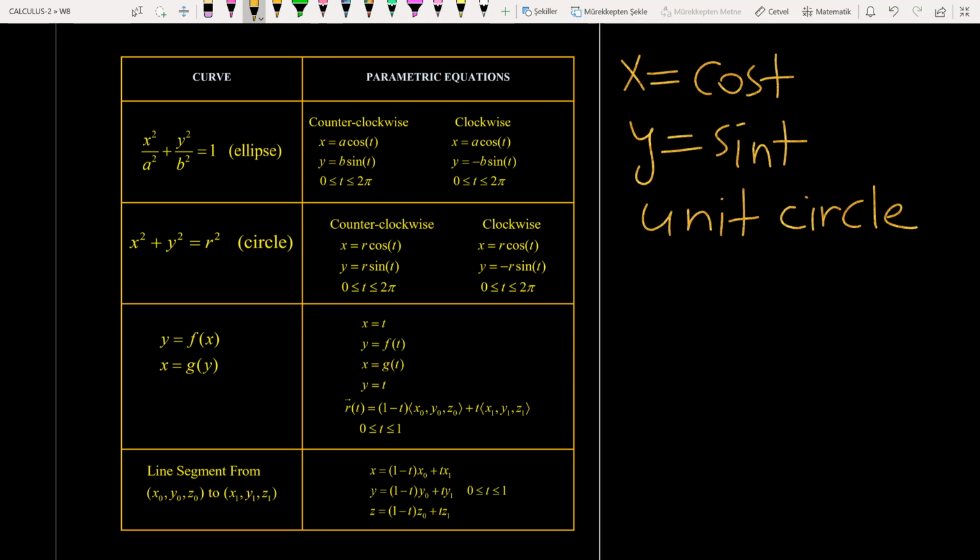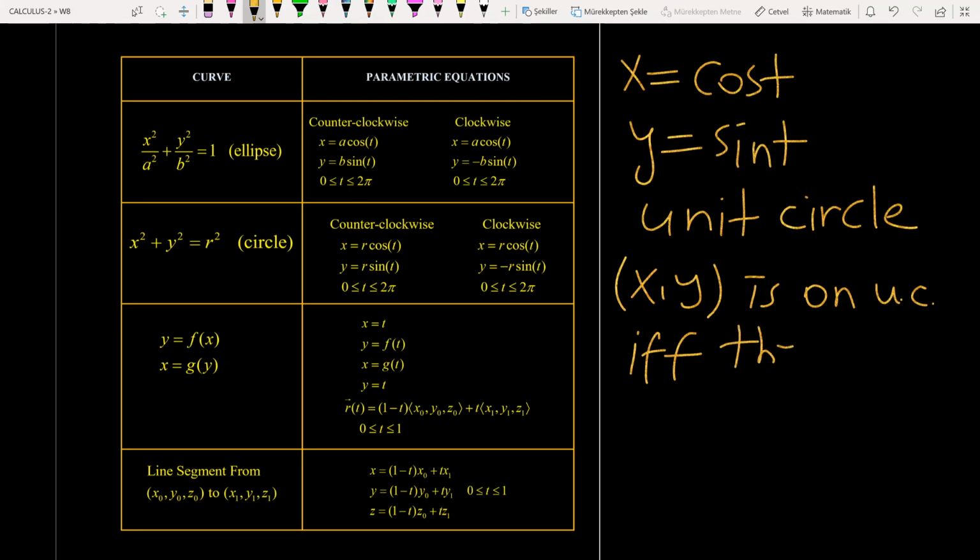A point (x, y) is on the unit circle if and only if there is a value of t such that these two equations generate that point.